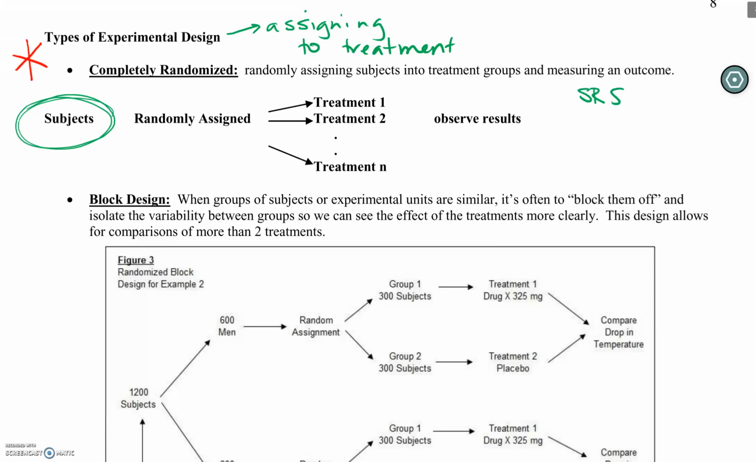Versus an SRS, when we have our population or our sampling frame, and we're not even going to get information from the people who aren't selected. So everybody gets randomly assigned here.